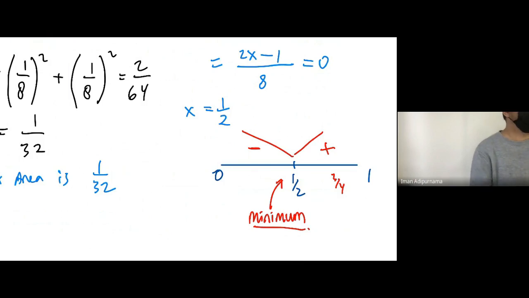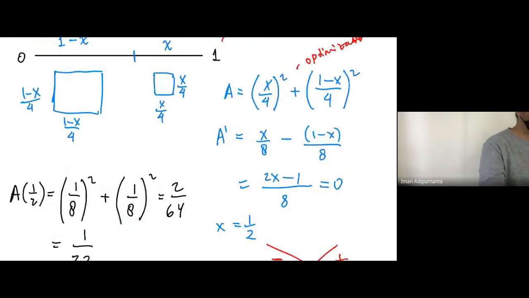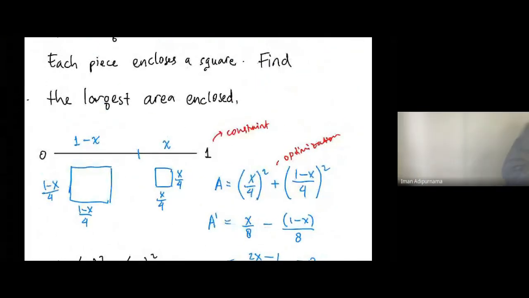Okay. So this is what happens when you change the question. It should be the minimum, the smallest, but we change it to largest. This is what happened. So still, I want to answer the largest area possible.